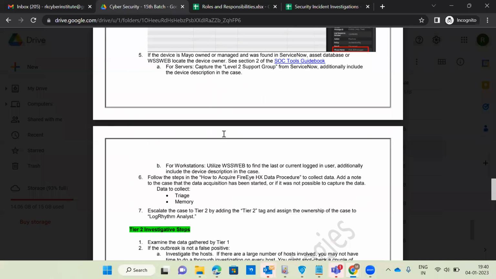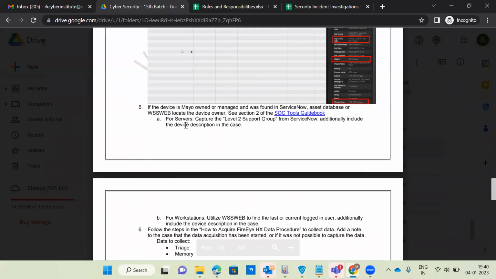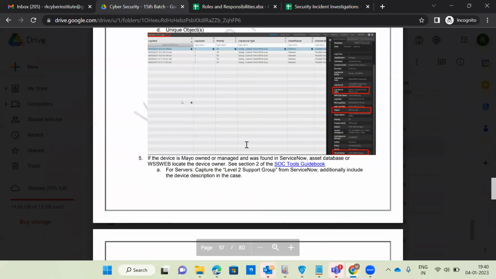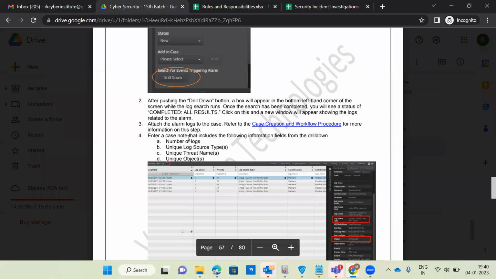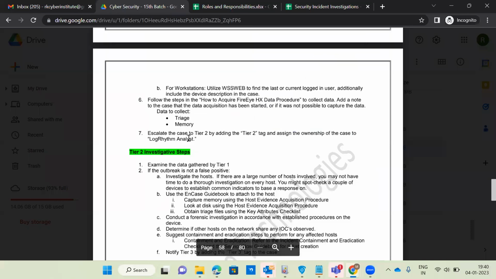For example, any malware category of attack comes in. Where to go, and how to go? What information do we have to gather? What L1 team has to do, what L2 team has to do, what L3 team has to do. We just have to follow the steps, guys. It's like instructions to L1, L2, and L3. Only cracking the interview is a little bit complicated. That's what I told you several times. After getting the job, everything is like spoon-feeding.